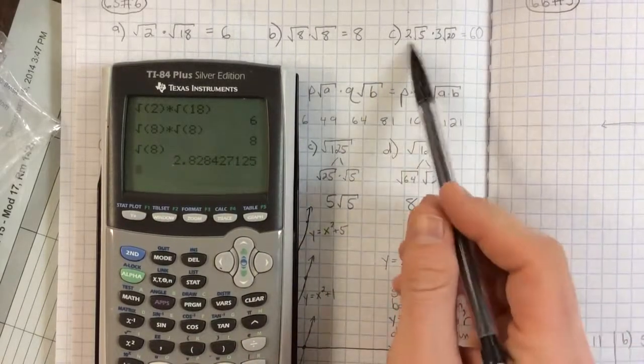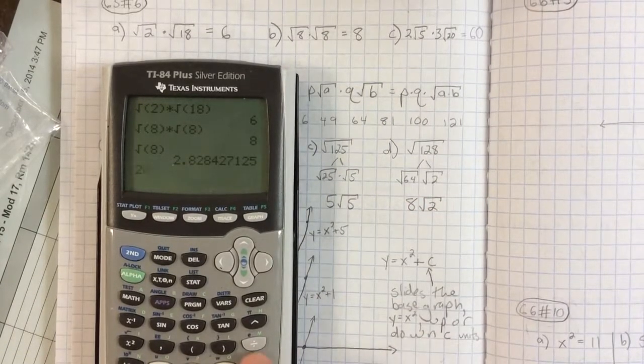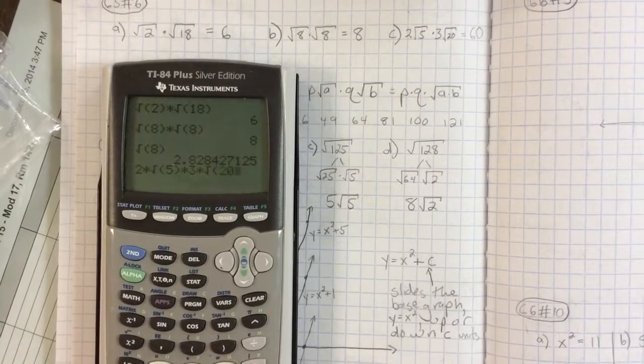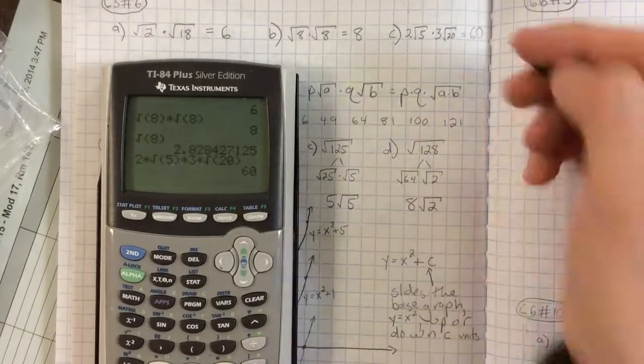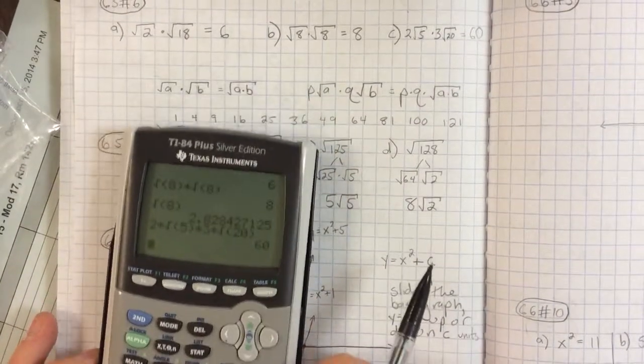And over here we have 2 times the square root of 5 times 3 times the square root of 20. When you hit enter there, you get a clean 60 out of it. So it says to use this idea to figure out a rule.